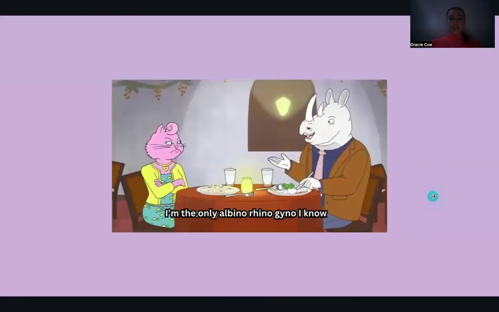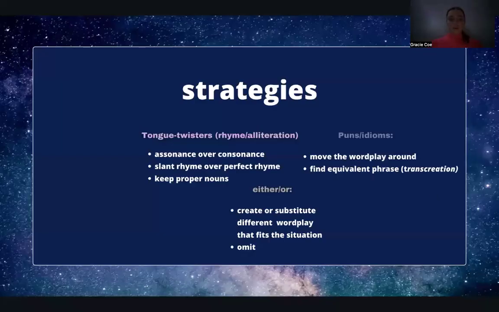Some strategies. Oh, there we go. Well, sneak peek with the tongue twisters. The translators will often create imperfect rhyme, which will be like the sound endings of the words sound the same, but the whole words do not rhyme themselves. They will also keep proper nouns in order to preserve the rhyme or the alliteration.